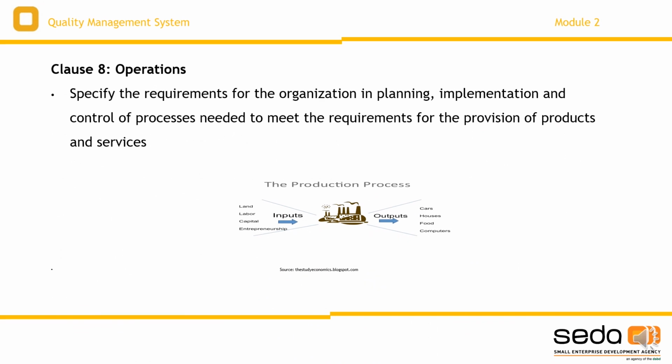Now, if you are in a business of providing services to your customers, now it's time to ensure that you are getting ready to provide those services to your customers. If you manufacture products, now it's time to get your raw materials. It's now time to get all your processes in place to ensure that you are able to convert those raw materials into finished products. So under this clause, it gives the requirements for the organization in planning, implementation, and control of processes needed to meet the requirements for the provision of products and services. So far, you have planned for resources, your goals, policies, procedures, and checklists, which will enable you to manufacture products and offer services. And now you actually get to the manufacturing floor to produce products or get ready to provide the services.